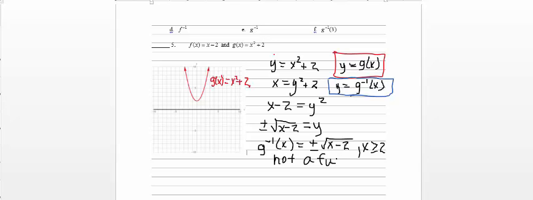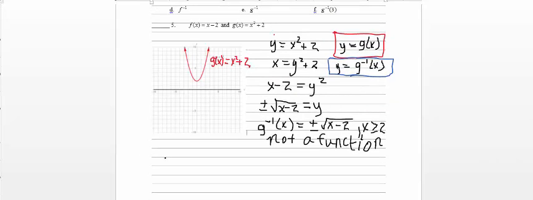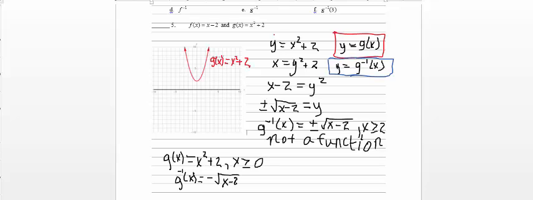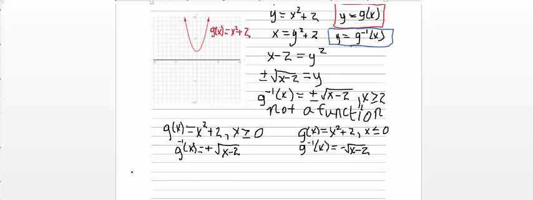Notice this is not a function, because other than x equal to 2, all other x's correspond to 2 y values. But if I split this up, restrict the domain, make x bigger than or equal to 0 for g of x, then the inverse is a function and it's positive square root of x minus 2. Or if I restrict the domain so that x is less than or equal to 0, then g inverse is negative square root of x minus 2.